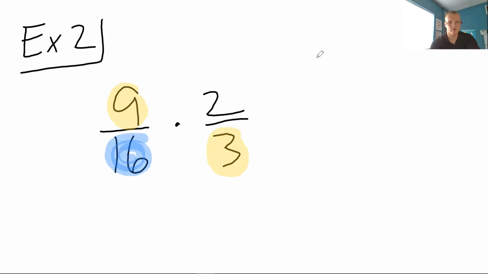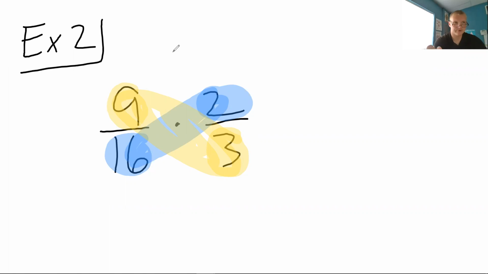So the yellow ones are the ones that we always reduce from, and then the blue ones are the ones that we always reduce from, the ones that are across from each other, okay? So this is how it would be right here, and then the yellow ones right here. So from there, I can work this out.